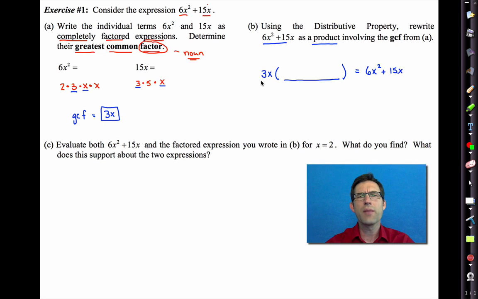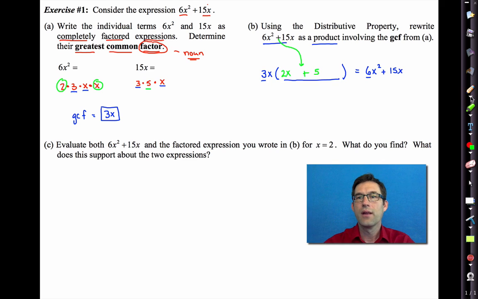So what I want to think about is, well, what do I have to multiply 3 by to get 6? Well, not strangely enough, I have to multiply it by 2, and I have to multiply it by x. Plus, and that plus just comes from right here. Now I have to think about, what do I have to multiply 3x by to get 15x? Well, the only thing that's left over here is a 5.